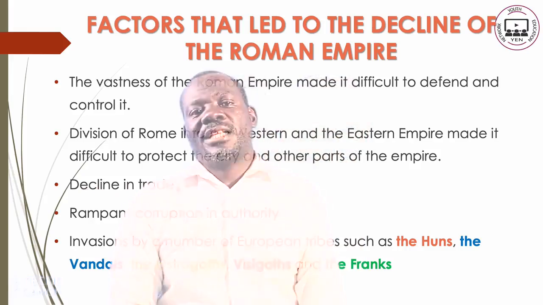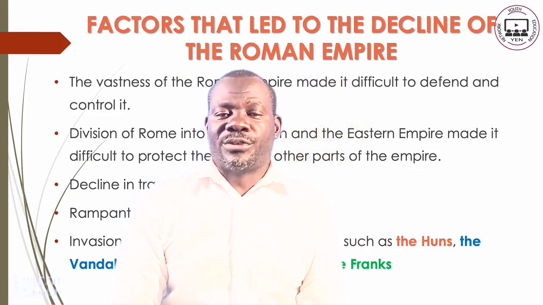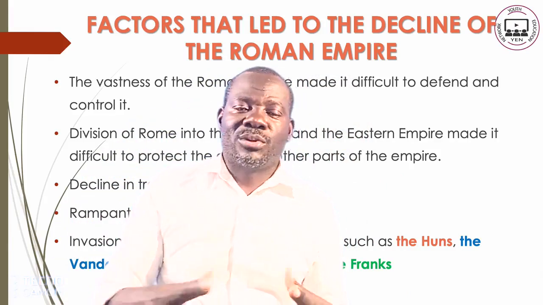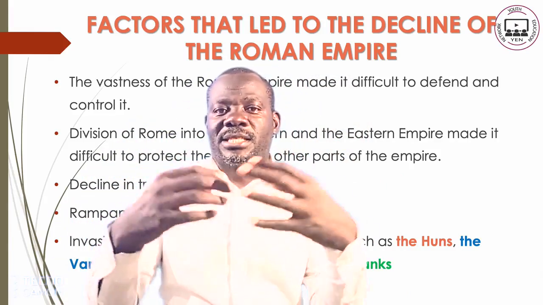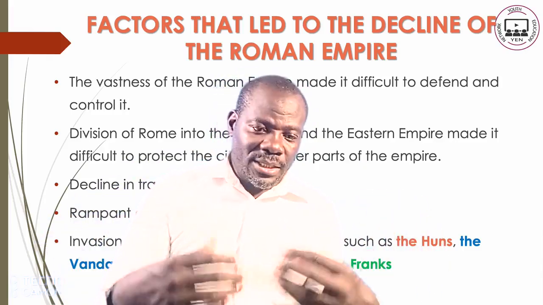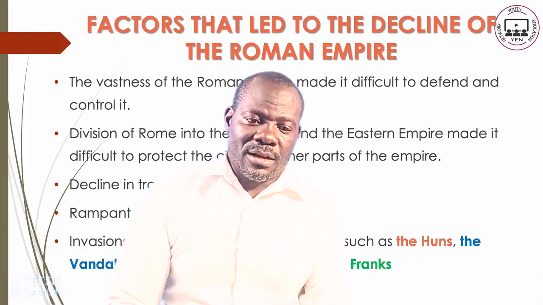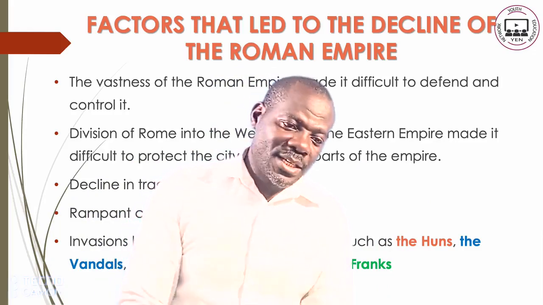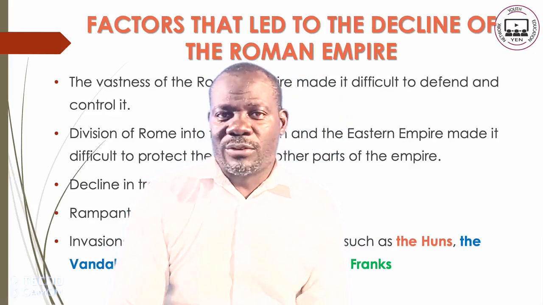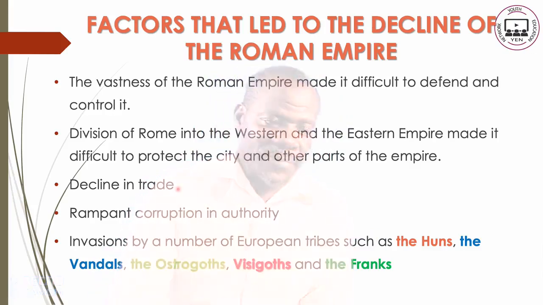We said that Rome developed because of trade, but there was a time when trade declined. Due to that, the civilization had nothing to live on. They depended on trade. As a result, when trade went down, they were unable to develop their empire.